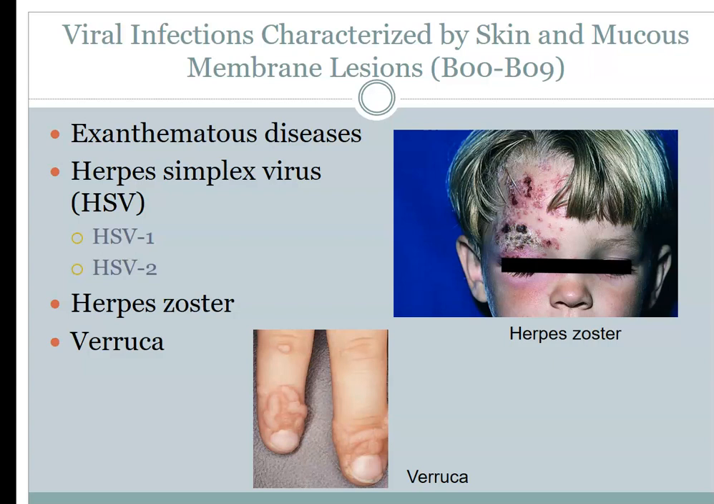Some viral infections are characterized by skin and mucous membrane lesions. Exanthematous diseases are those that are characterized by a rash. Measles, mumps, fifth disease, rubella, and chickenpox are examples of exanthematous diseases. Herpes simplex virus 1 is a viral infection that causes clusters of small vesicles on raised inflammatory sites on the skin or the mucosa.